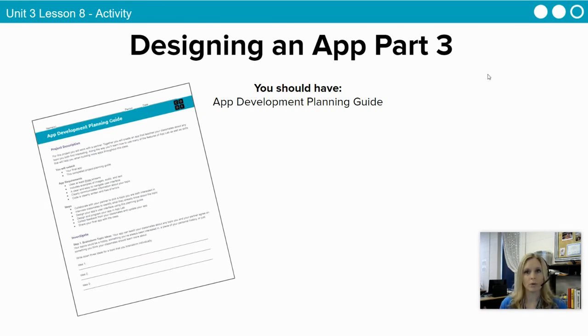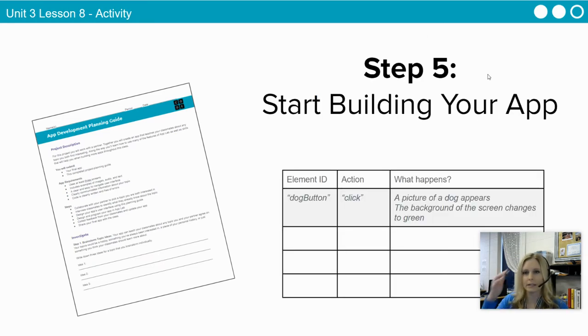We do have 2 more parts, so it's going to take us a little bit more time to finish this. Don't get in a hurry, but also make sure that you're moving along quickly. So what you need for today is your app development planning guide that we started earlier in the unit. You may have that in paper form or you may have it on the computer. Just make sure that you have access to it. And we are going to move to page 4, step 5. And that step is where you're going to start building your app.